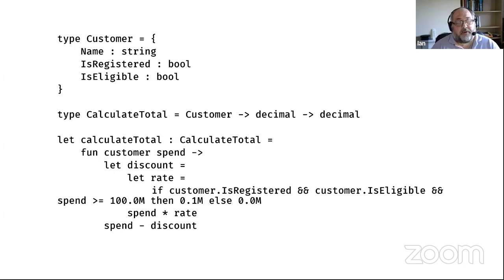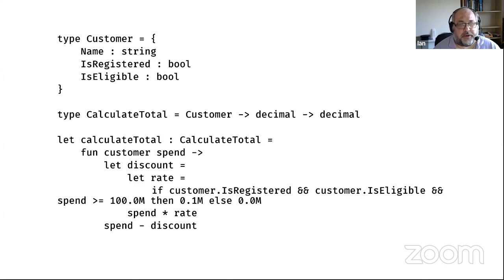Then we've got a little function called calculate total, and we're going to use that type signature almost like an interface. That tells me that customer is of type customer, that spend is of type decimal, and that the result that comes out is of type decimal as well, because we're using the calculate total type with the capital. So it's a simple function.